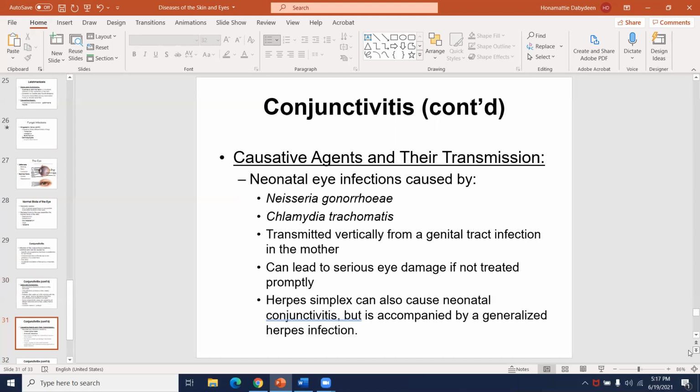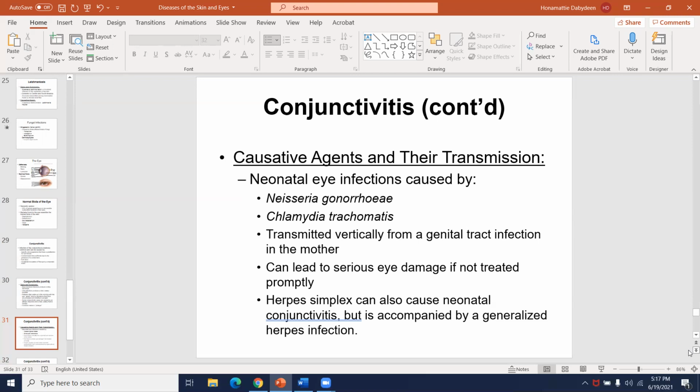Well, conjunctivitis in the neonatal, the newborn babies. We talked a little bit about Neisseria gonorrhea, that the baby's eyes could be contaminated if the mother has Neisseria gonorrhea in the vaginal tract. And many times, the organism invades the baby's eyes.